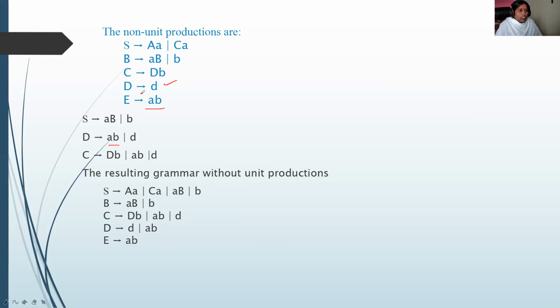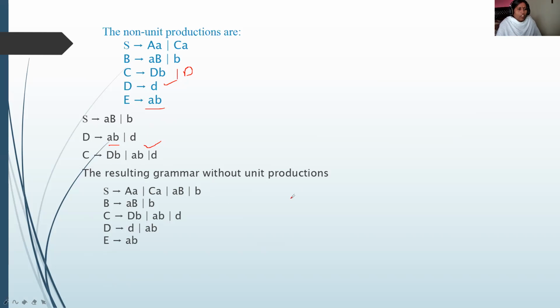Similarly, C is producing D. The non-unit productions DB is there. So the non-unit productions of D are AB or D. If you see the given grammar, it is C produces D, D is there. So we'll replace this D by the non-unit productions of D, AB or D, and this DB as it is.